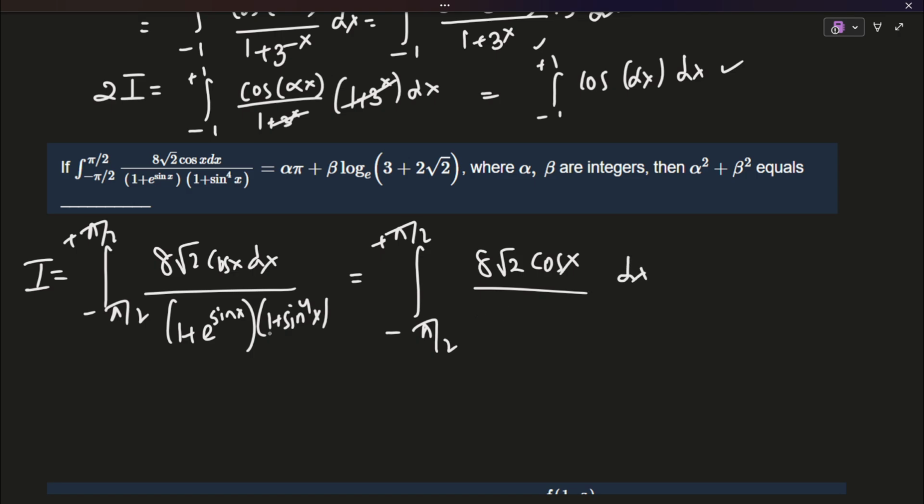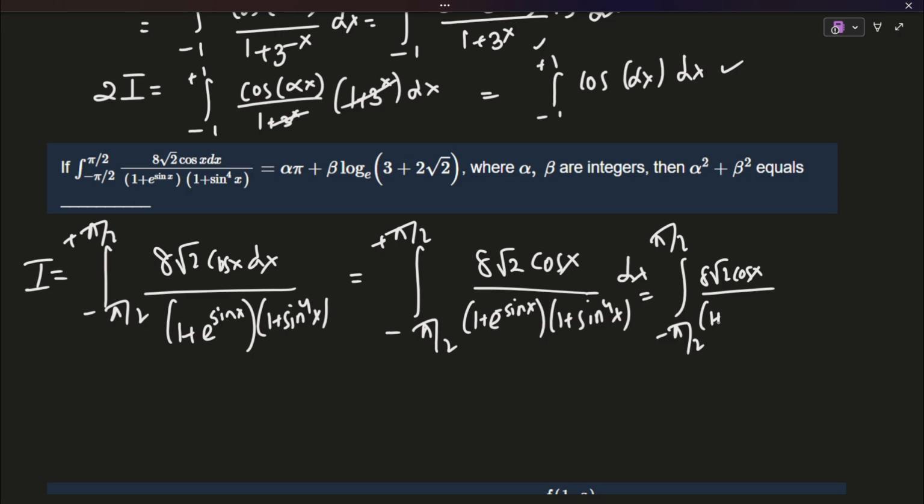But 1 plus e to the power sin x will become 1 plus e to the power minus sin x. And everything else will remain the same, correct? Again, do the LCM of this, and you will simply get that this is equal to minus pi by 2 to pi by 2, 8 root 2 cos x, 1 plus e to the power sin x, 1 plus sine to the power 4x into e to the power sin x. Add this copy and this copy together, and you will again get that 1 plus e to the power sin x is cancelled. Again, King's property simplifies the question considerably.